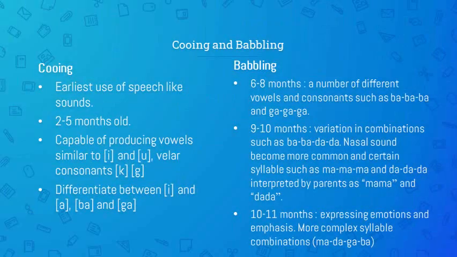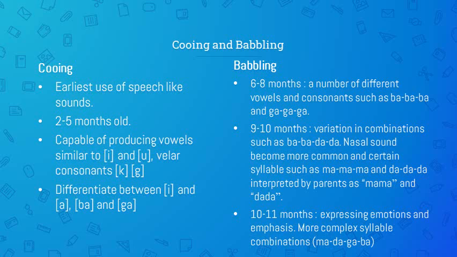Cooing and babbling. Cooing is the earliest use of speech-like sounds. At 2 to 5 months old, infants are capable of producing vowels similar to i and u, and velar consonants k and g. They differentiate between i and a, ba and ga.